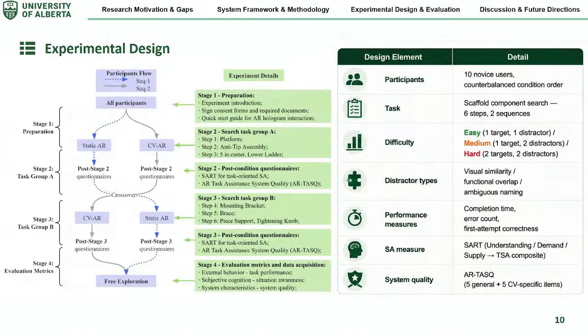And here is how we conducted our experiment. We recruited 10 users and tried to use a counterbalanced experiment design. They went through each condition of both static AR and CVAR, and they went through 3 different levels of easy, medium, and hard mode of the experiment, which have 1 target and 1 distractor, 2 distractors, or 2 targets and 2 distractors.